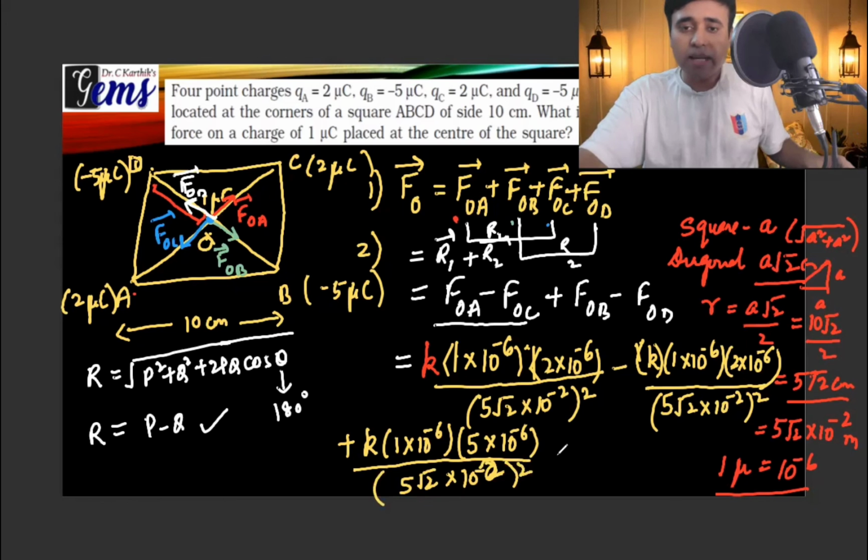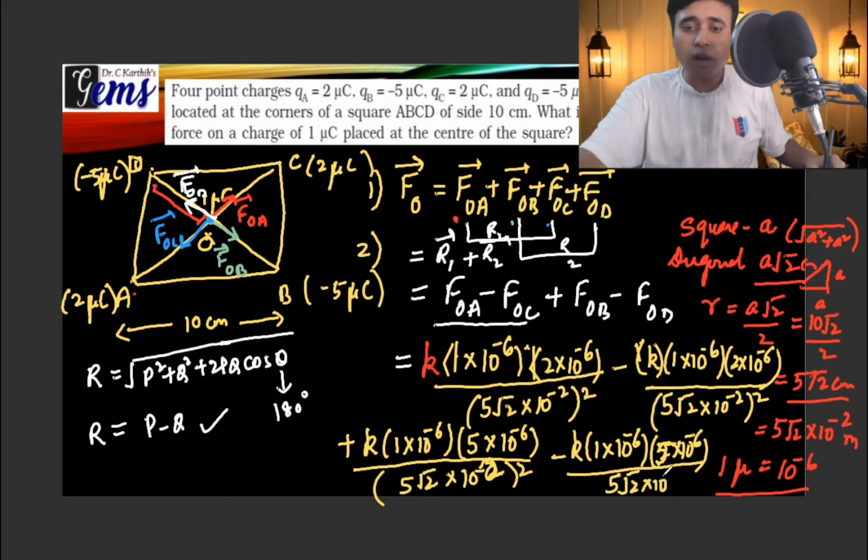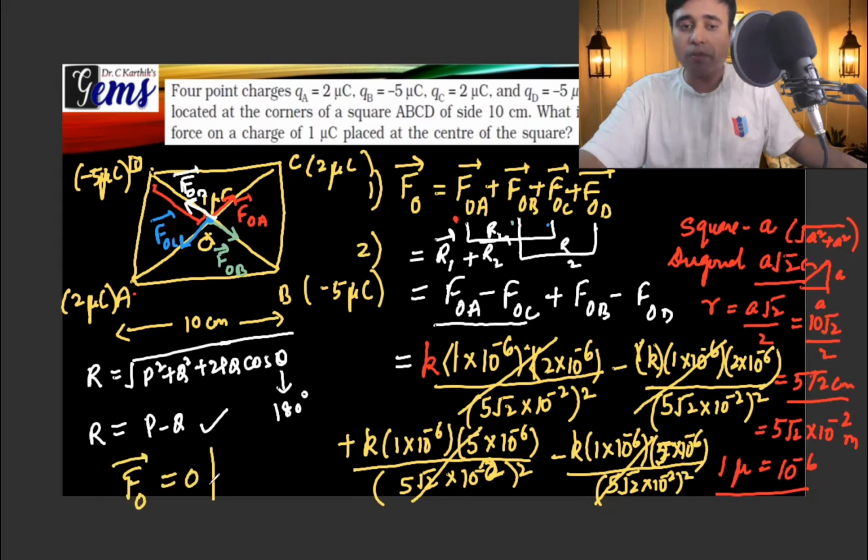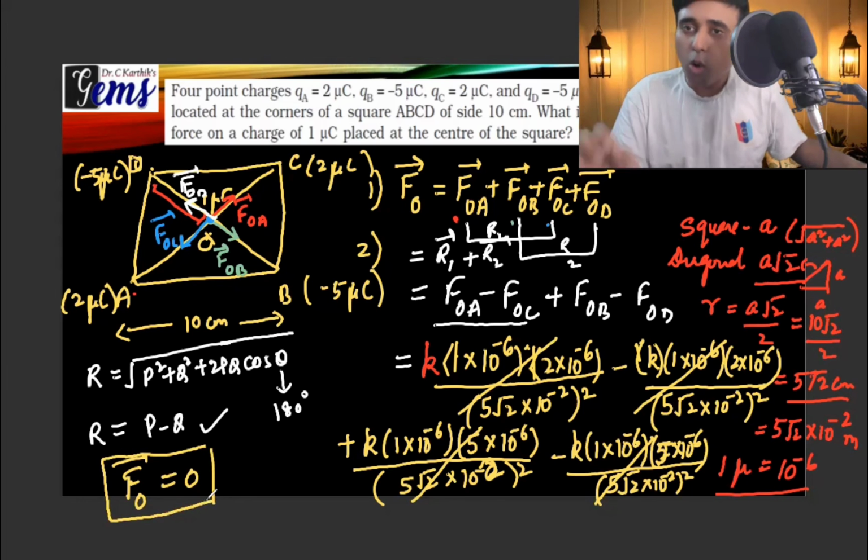And likewise, this will become K into 1 into 10 raised to power minus 6 into 5 into 10 raised to power minus 6 divided by 5 root 2 into 10 raised to power minus 2 whole square, because the charge at D is also minus 5 microcoulomb. That is the reason. So now you will see this and this cancel because they are the same. Similarly, this and this cancel because they are the same, and finally your FO vector, which we are interested in, is 0. So the net force on the charge O, that is 1 microcoulomb at the center of the square, is 0. Okay, have you understood this?